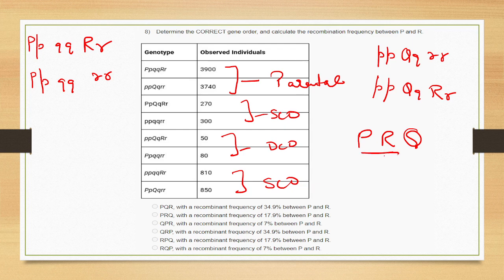Now in the next slide I will arrange this parental genotype, but now in its correct order. So how will it be?